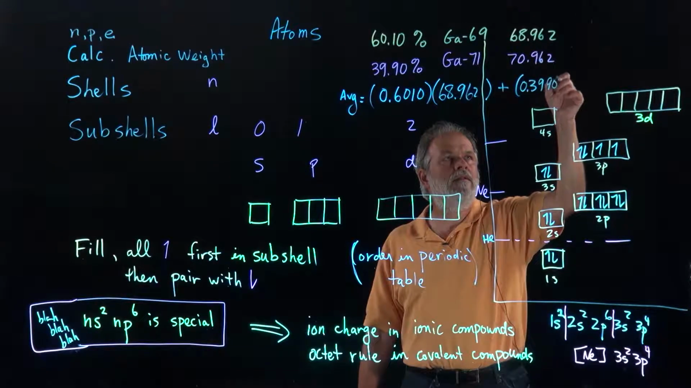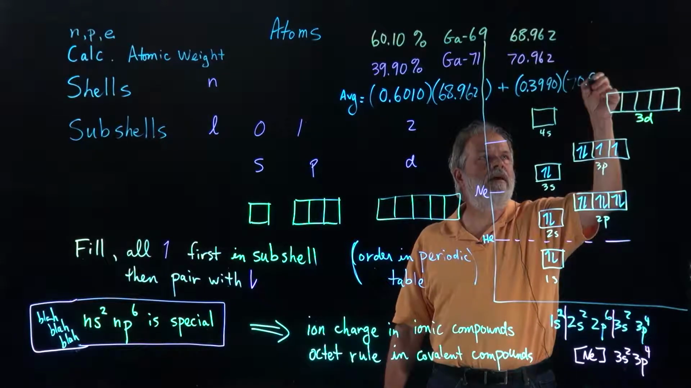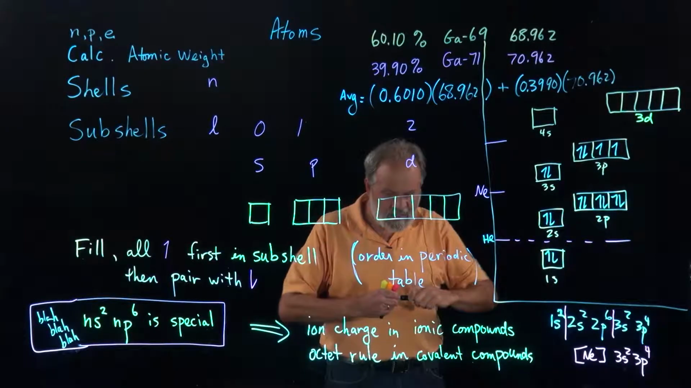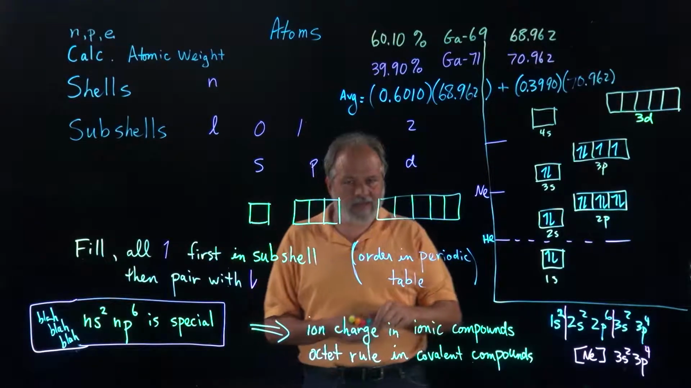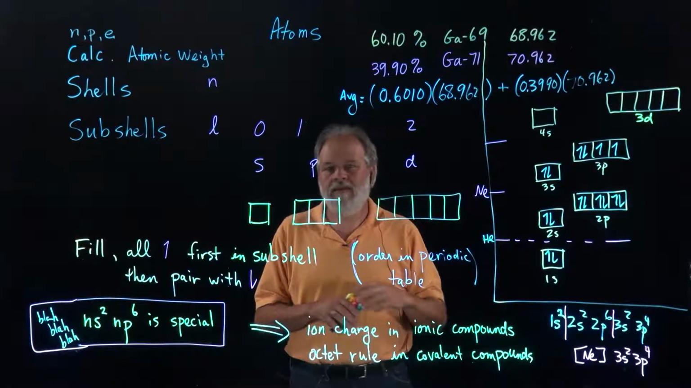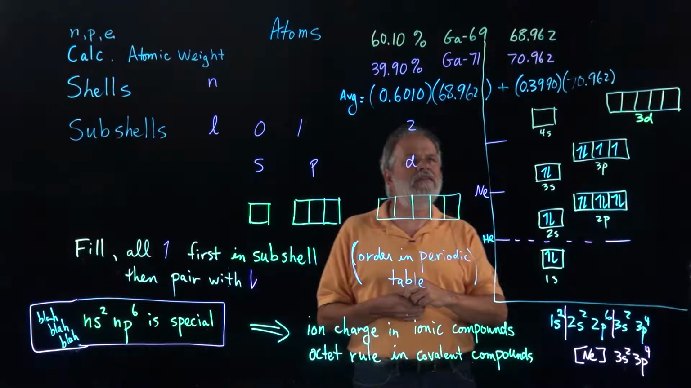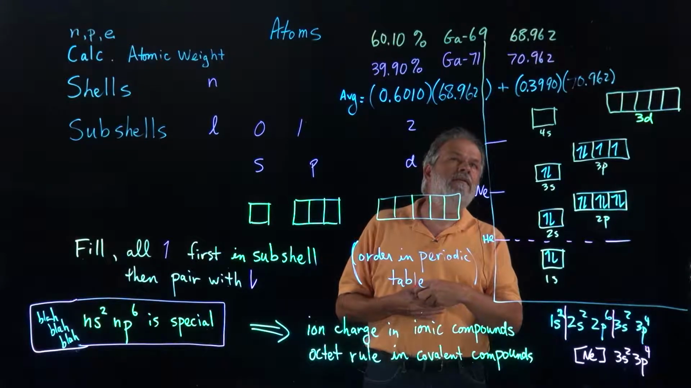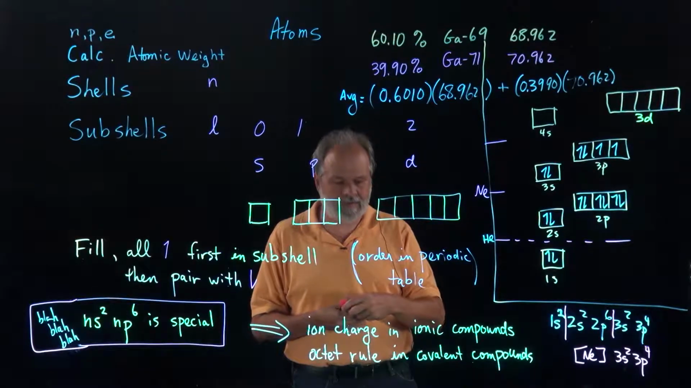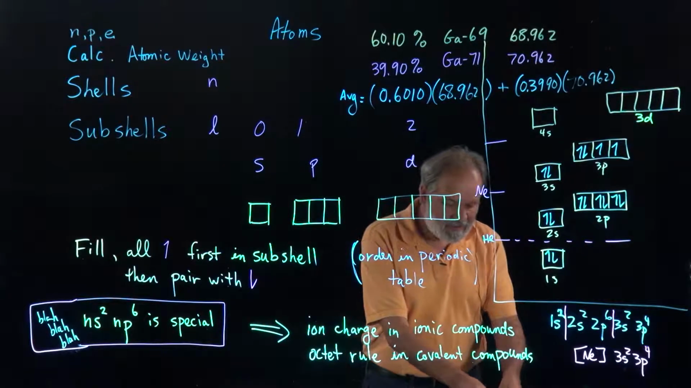0.399 times 70.962. Now, if this information is all correct, the actual answer is on the periodic table as the atomic weight of gallium. All right, and so I'm thinking it's slightly less than 70, so it'll be 69 something. But other than that, let me find out.